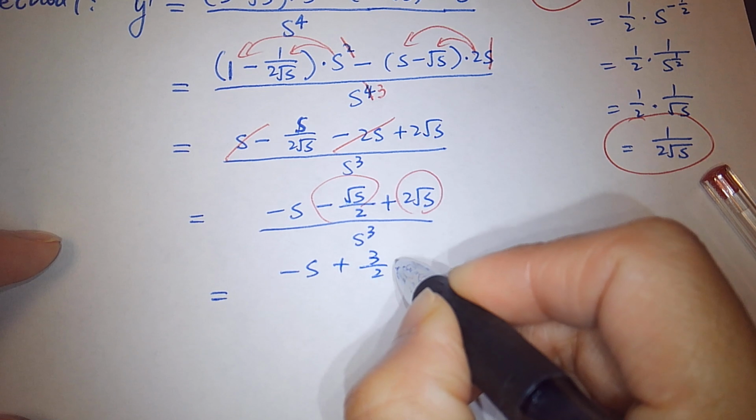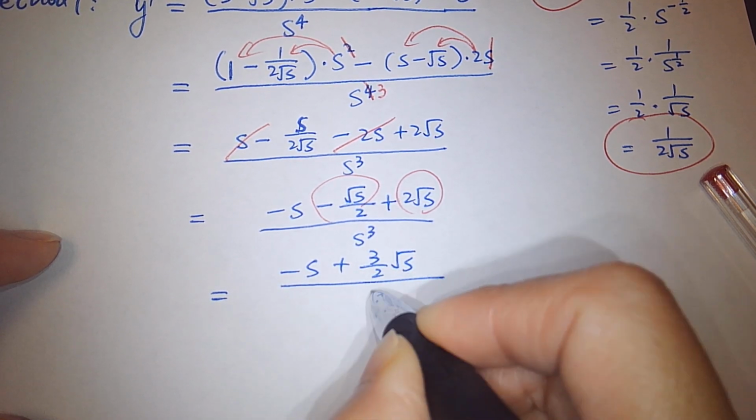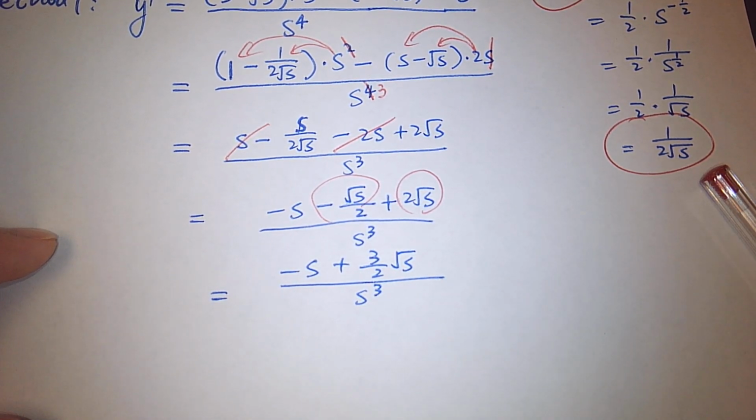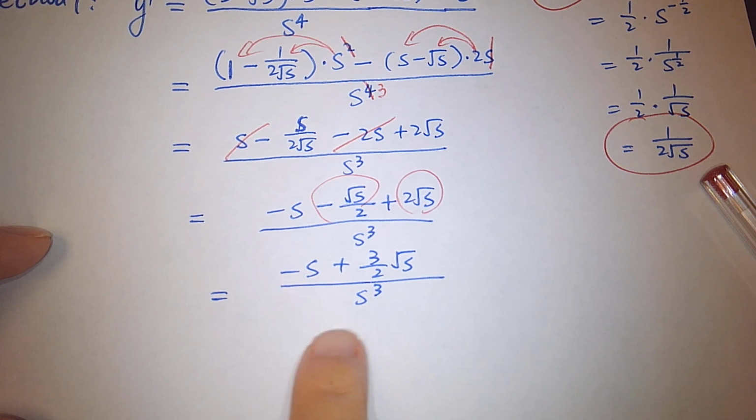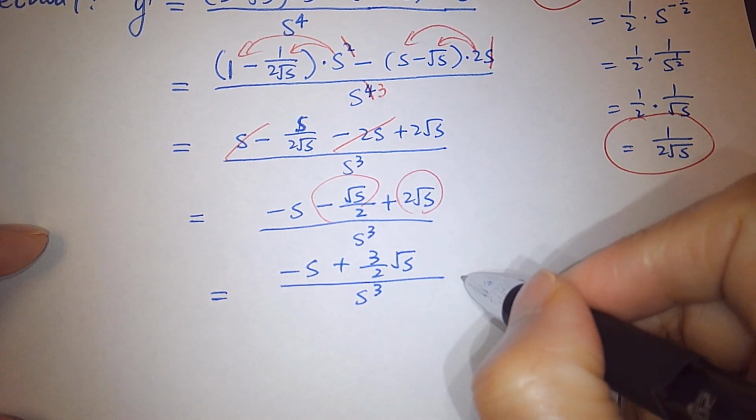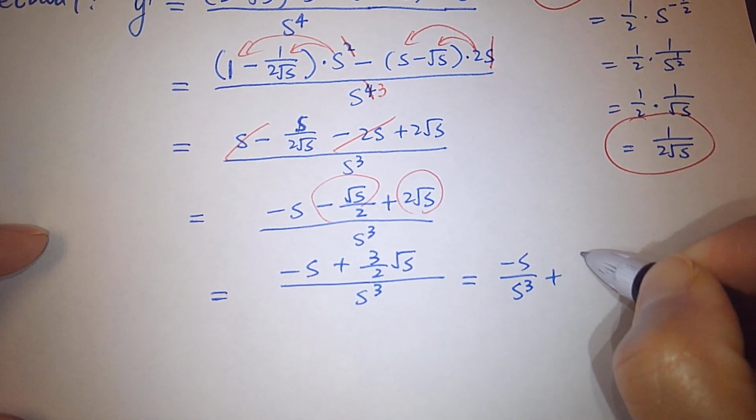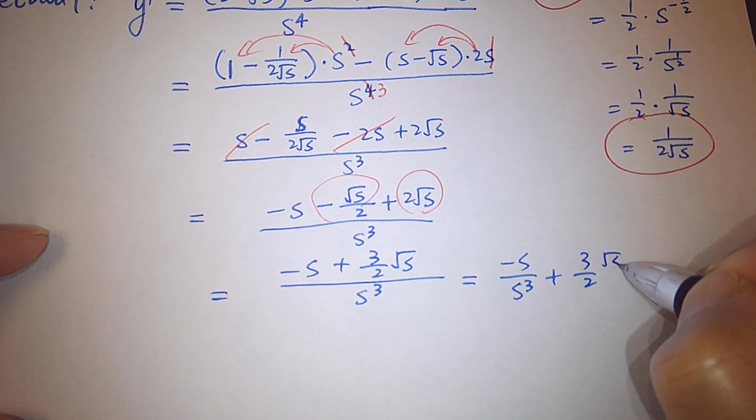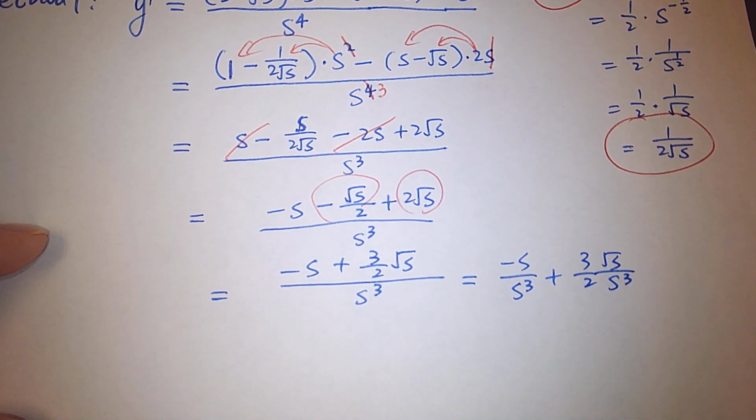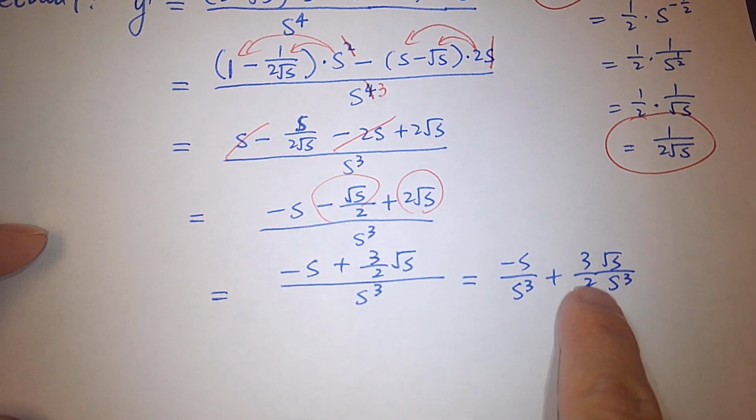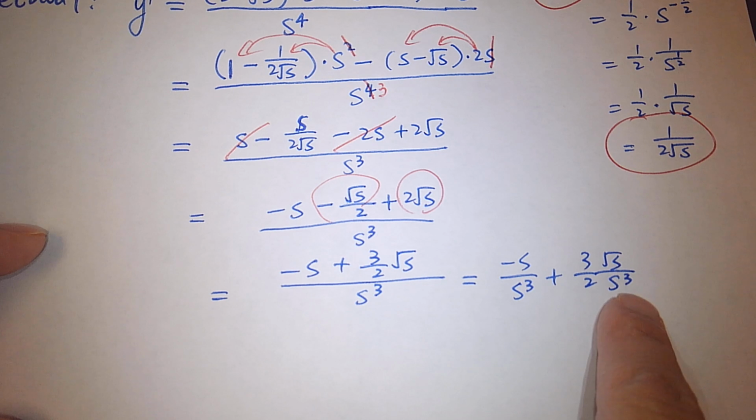Positive 3 over 2 times square root of s over s to the cube. Okay? If we want to write one more step, we can write it like this: negative s over s to the cube plus 3 over half square root of s over s to the cube. Can we split it? Negative s over s to the cube, and 3 halves square root of s over s to the cube.